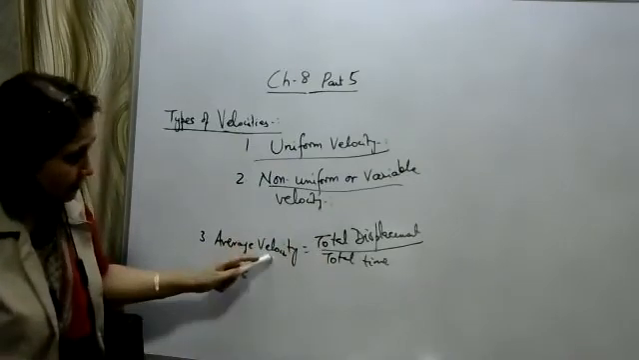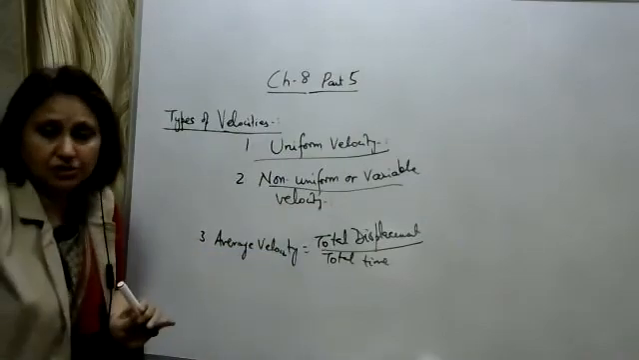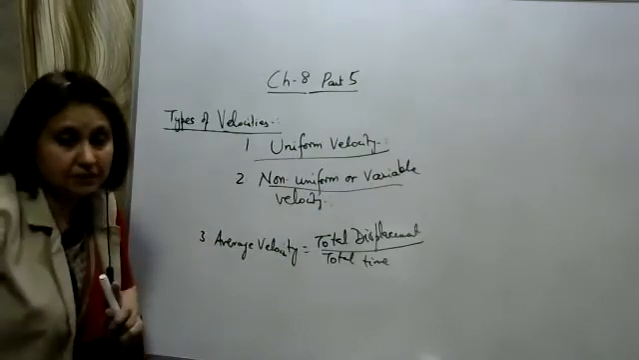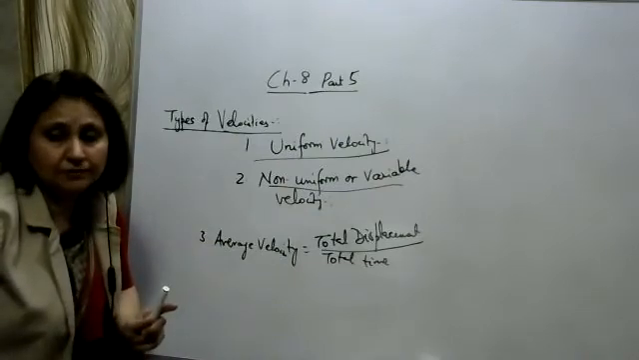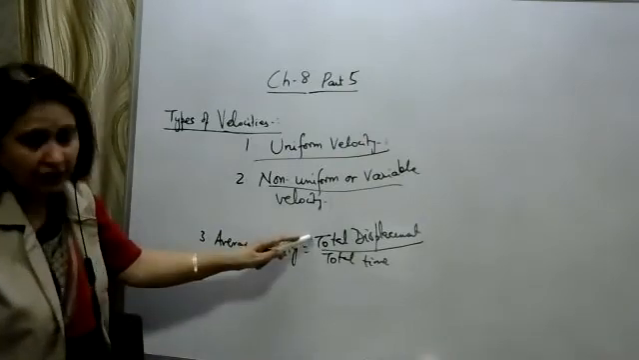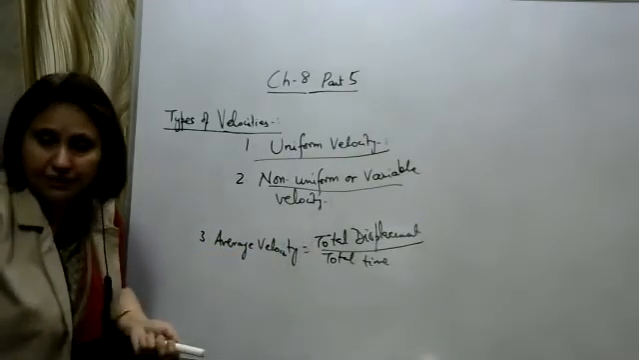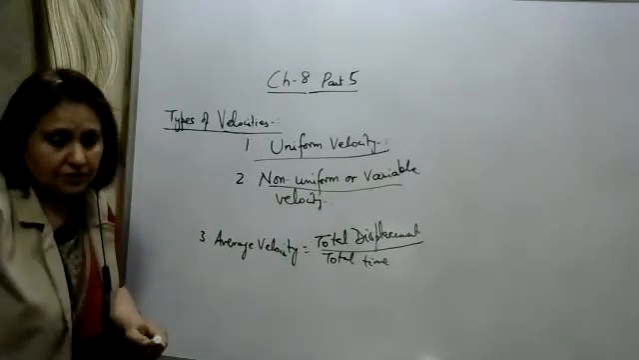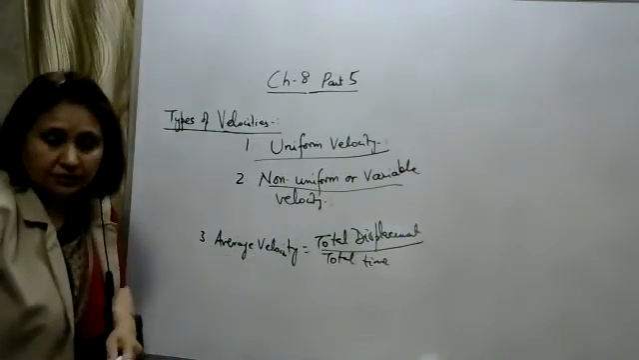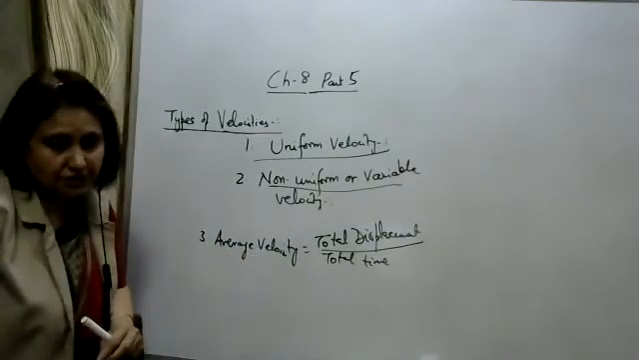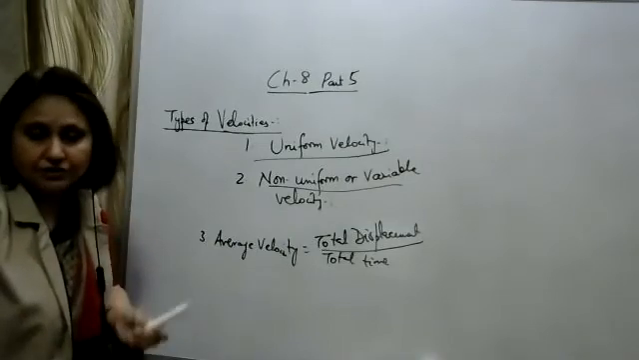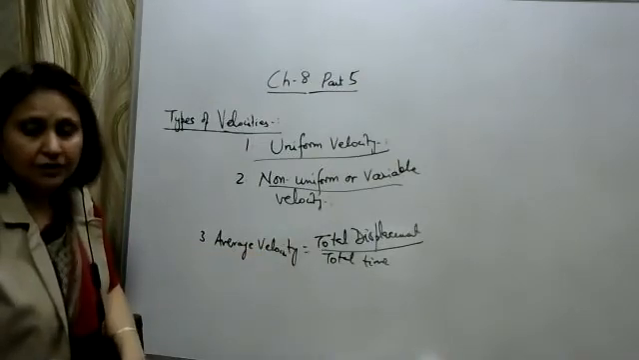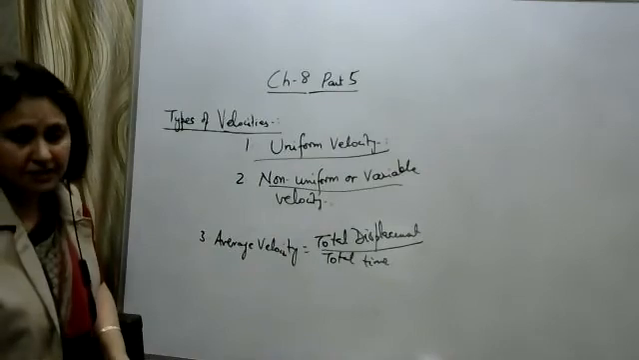So from here we can see that the average velocity can be zero when the displacement is zero. The velocity can be zero, but the speed can never be equal to zero. Write down: the velocity can be zero when the displacement is zero.